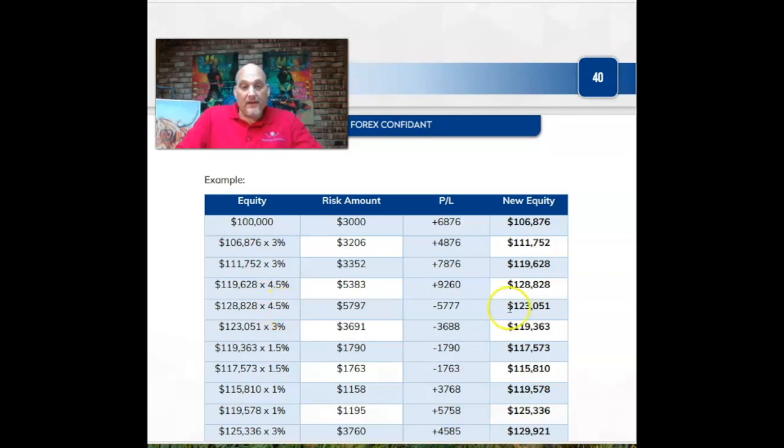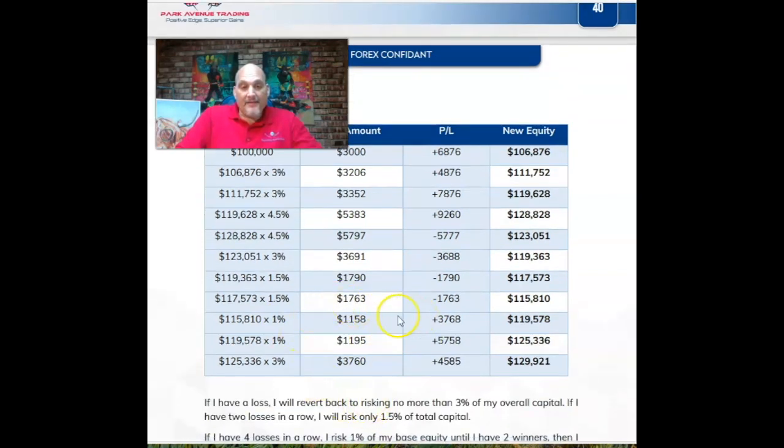I lose. I lost money. I go back to 3% of my equity. I lost money again. I drop down to 1.5% of my equity. I lost another one, 1.5% of my equity. Okay, I have another loss. I'm basically only trading 1% of my equity. Okay, I have a win. I still trade 1% of my equity. I have another win, then I go back up to 3% of my equity.